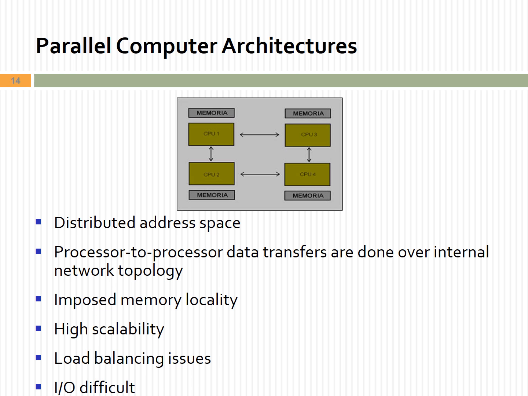And the second parallel computer architecture, as you see in the diagram, is distributed memory. It has a distributed address space. The processor-to-processor data transfer is done over an internal network topology. Yes, it requires memory locality. Yes, high scalability. Yes, load balancing issues, and I/O is difficult.